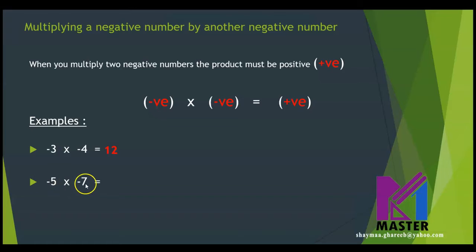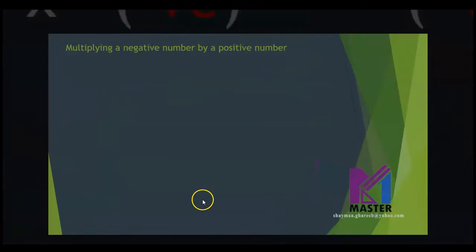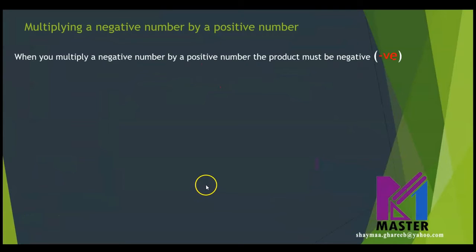Negative 5 times negative 7, the answer will be a positive number, which is 5 times 7, 35. So it will be 35. Negative 8 times negative 1, the answer will be positive, and 8 times 1 gives 8. Is this clear? What if we have one negative number and one positive number multiplied by each other?